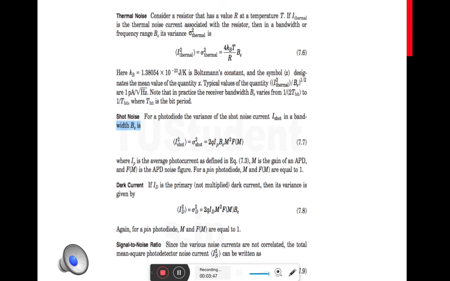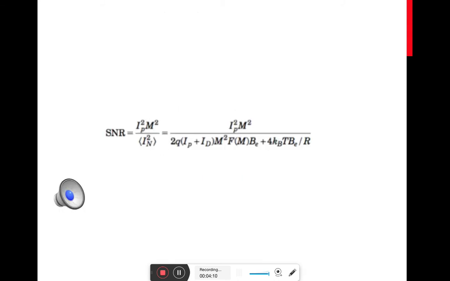So again, to find the signal to noise ratio, we have to sum all these noises. That is, the total photodetector noise current I square N is equal to I square of shot noise plus I square of dark current plus I square of thermal noise. So you can see the signal to noise ratio is equal to I square P M square divided by the total noise current, where I_P is the photocurrent and M square is the multiplication factor. So you can get the signal to noise ratio for a photodetector.